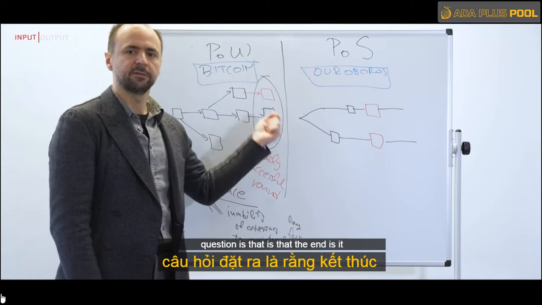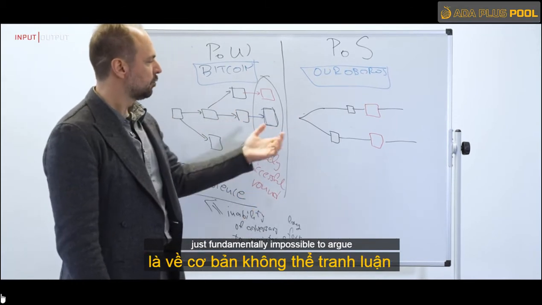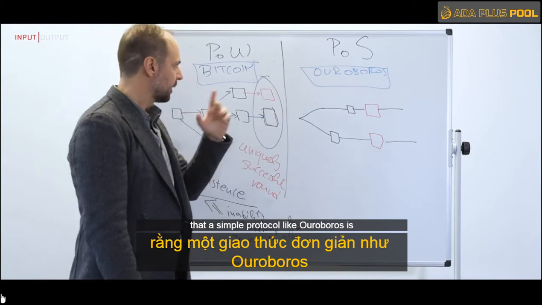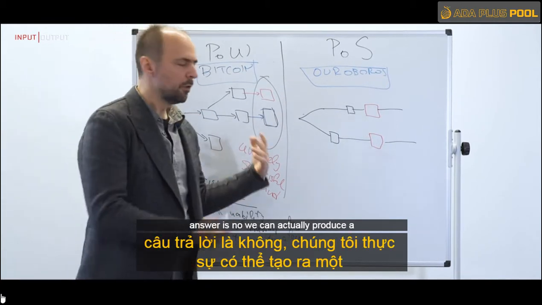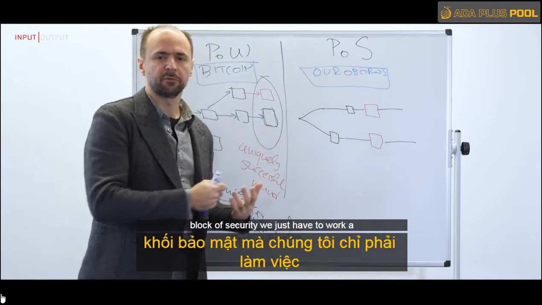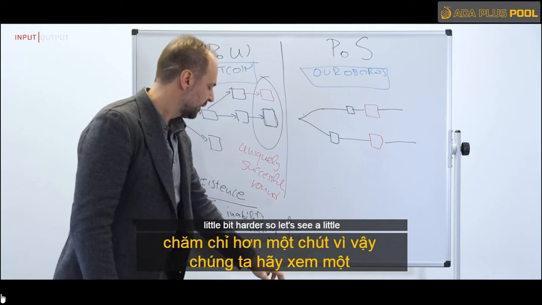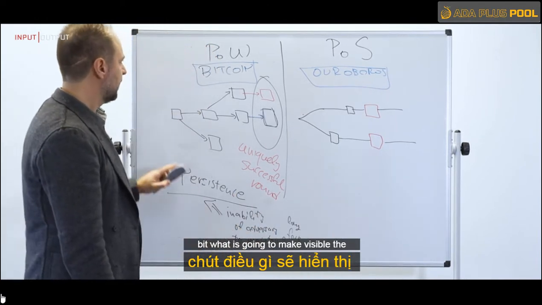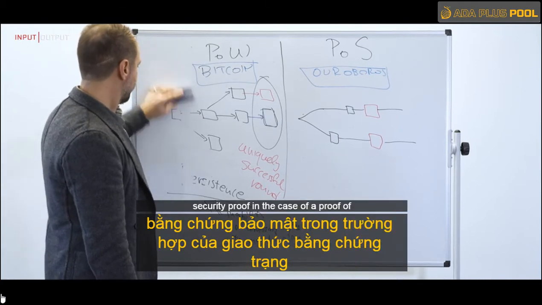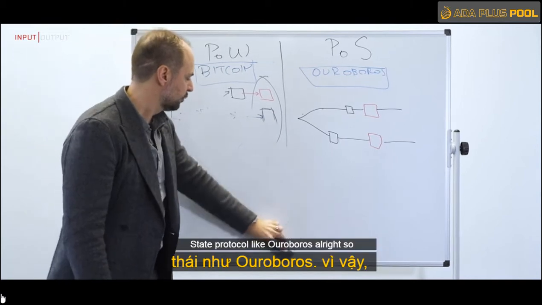But now the question is, is that the end? Is it just fundamentally impossible to argue that a simple protocol like Ouroboros can be proven secure? And the answer is no. We can actually produce a proof of security. We just have to work a little bit harder. So let's see what is going to make the security proof feasible in the case of a proof of stake protocol like Ouroboros.